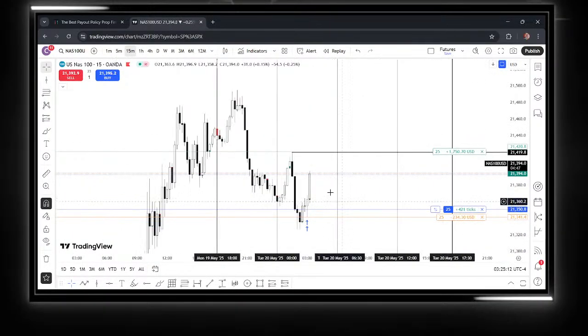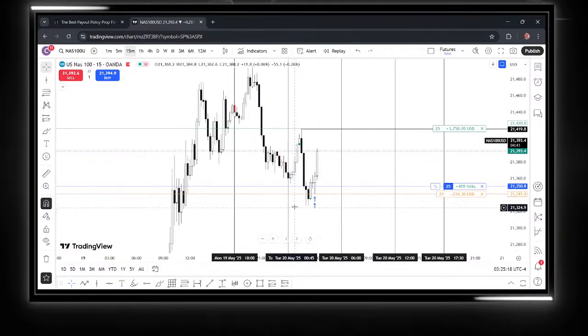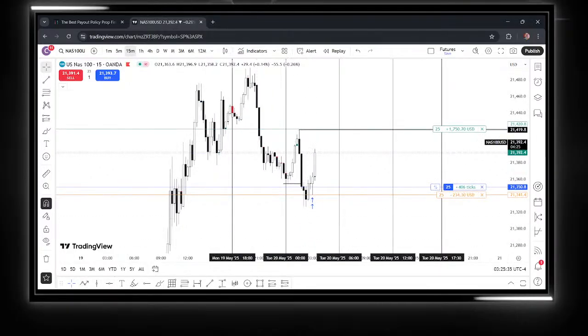So what I'm seeing here is practically our purge and reverting. Price took out this previous low here, right? So that is our low there, and then we are coming back to take out this high here. That's the objective of price.